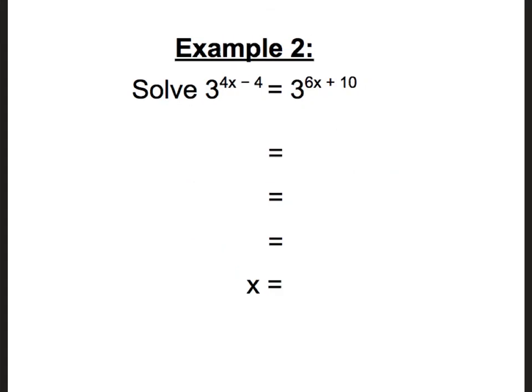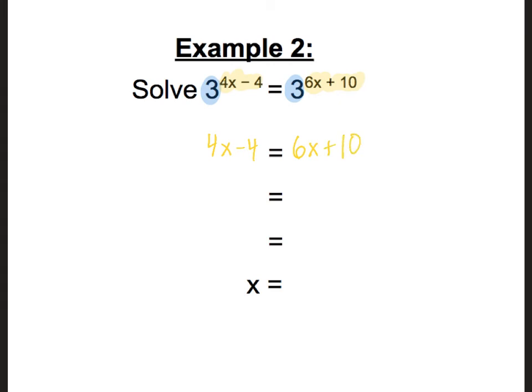All right, for example 2, we're solving 3 to the power of 4x minus 4 equals 3 to the power of 6x plus 10. Again, notice in this example our bases match. My big number on both of them is 3. So again, that means that I can set my exponents equal to each other. So my first equation is going to be 4x minus 4 equals 6x plus 10.